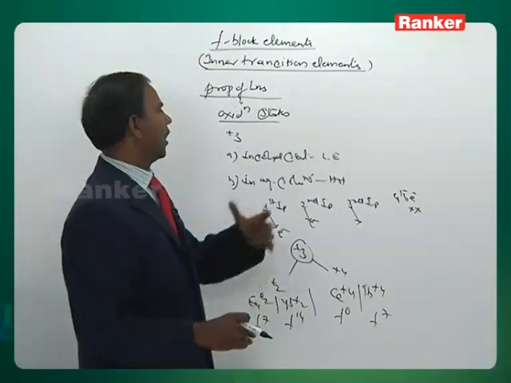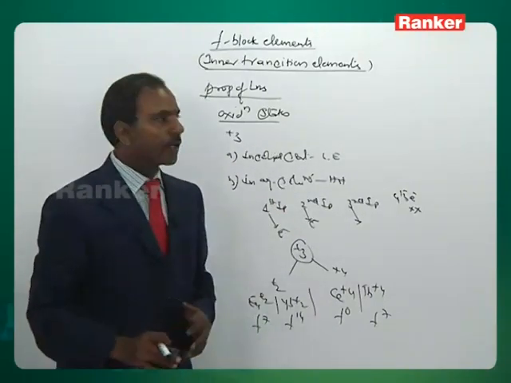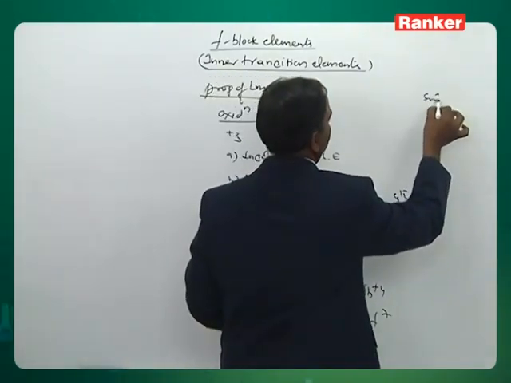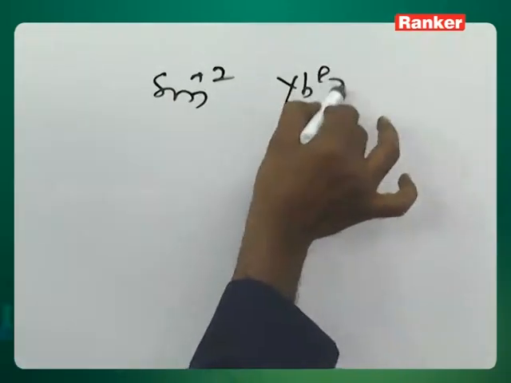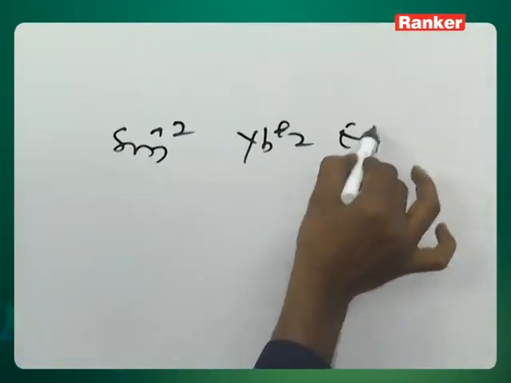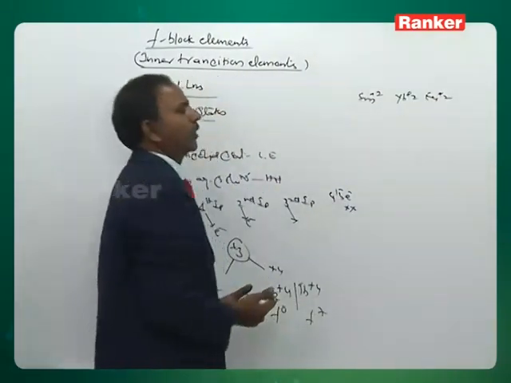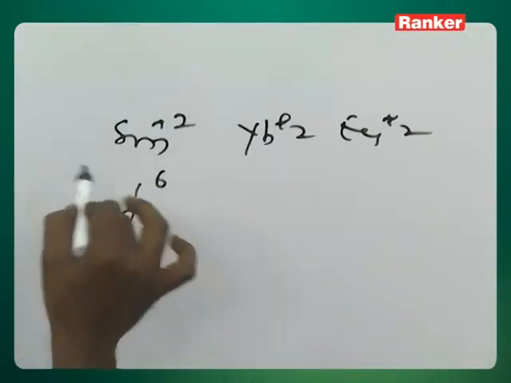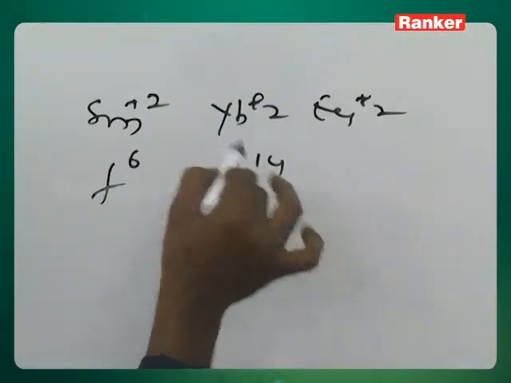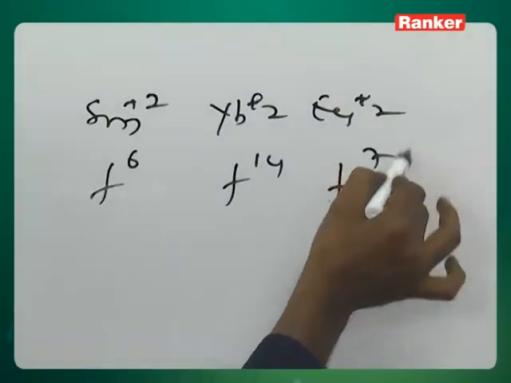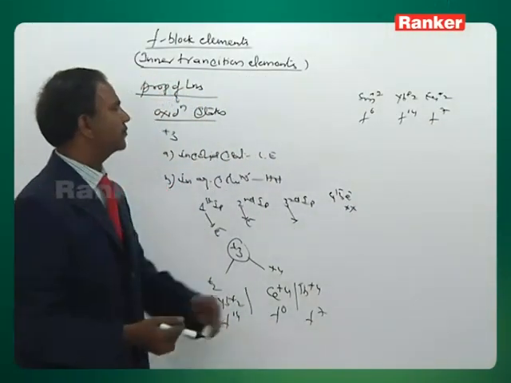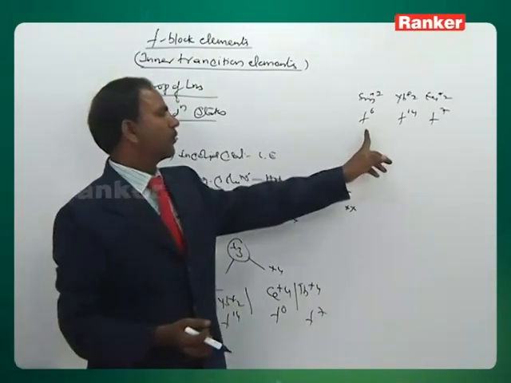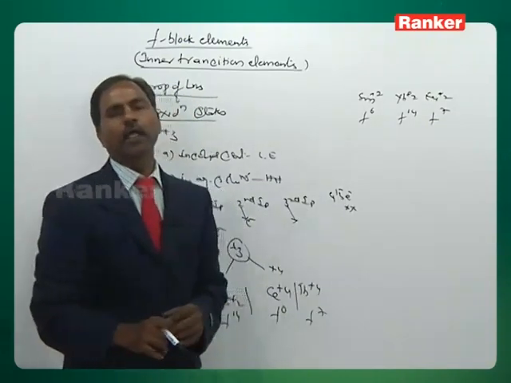Next we see the other thing. Take samarium +2, ytterbium +2 and europium +2. What is the samarium +2 electronic configuration? F6. Ytterbium +2 is what? F14. And europium +2 is what? F7.